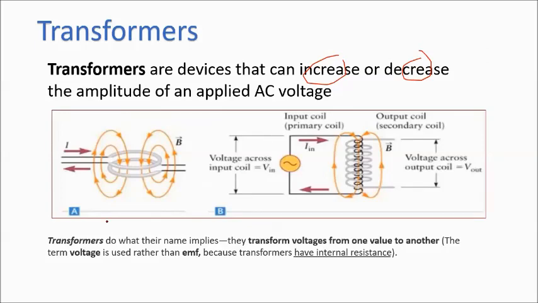And then we have, kung ma-recall ninyo yun sa previous topic about mutual induction, we have two coils, no? So primary and secondary. Yung primary induces electric current to the second coil, so the secondary coil. So transformers do what their name implies. They transform voltages from one value to another. The term voltage is used rather than EMF. Kasi pag sabihin natin EMF, walang internal resistance. But when we say voltage or terminal voltage, we have to consider internal resistances.